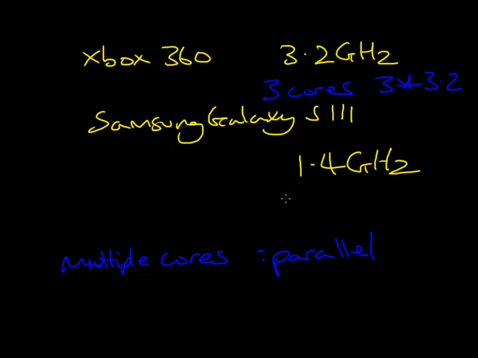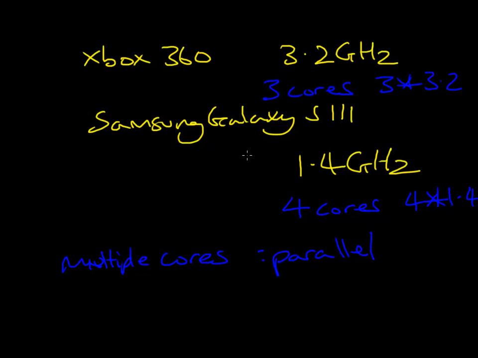However, that's the potential for that processor. In the case of the Samsung Galaxy S3, it's a quad-core processor, which means that it has 4 cores. So even though it has more cores than the Xbox 360, it's running at a much slower clock speed. And so here we've got 4 times 1.4, which is equivalent to 5.6 billion instructions per second. So that's 4 times 1.4.